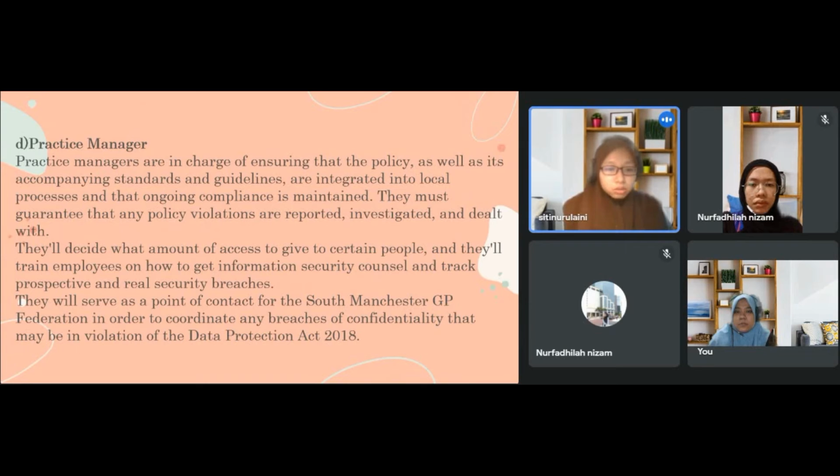They will decide what amount of access to give to certain people, and they will train employees on how to get information security counsel and track prospective and real security breaches. They will serve as a point of contact for the South Manchester GP Federation in order to coordinate any breaches of confidentiality that may be in violation of the Data Protection Act 2018. Next.